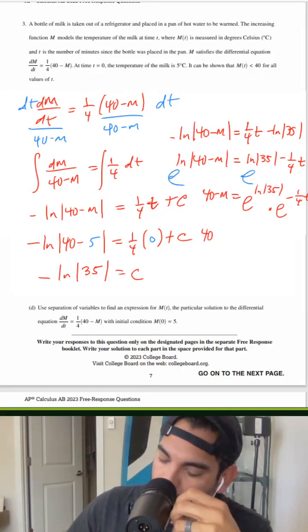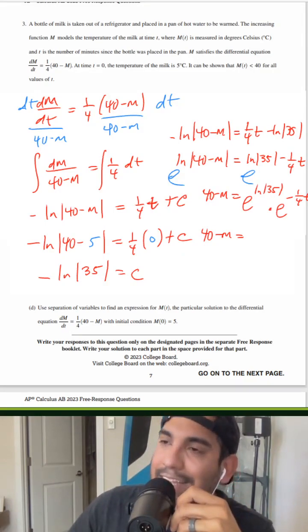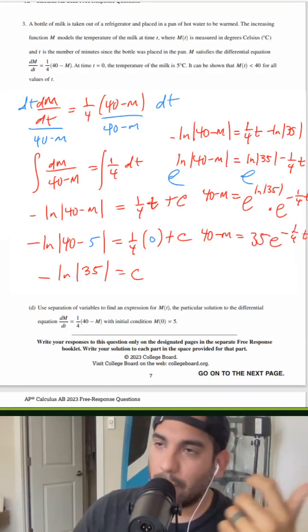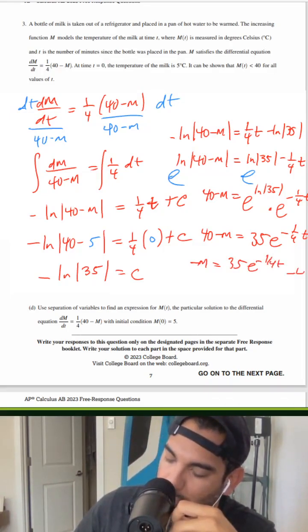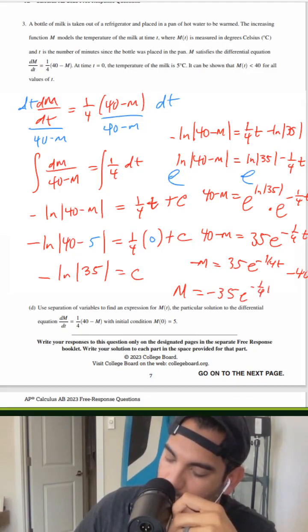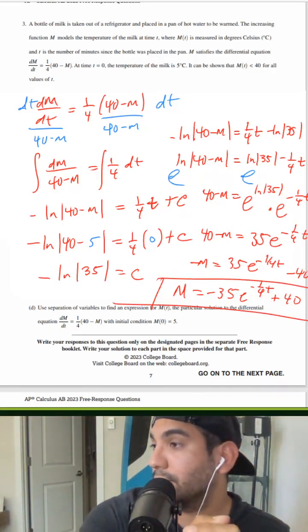So now we have 40 minus m, I'm sorry. And then that e to the ln 35 just becomes 35, e to the negative 1/4 t. And now we can subtract the 40. Negative m is equal to 35 e to the negative 1/4 t minus 40, and then divide by a negative. And here we go: negative 35 e to the negative 1/4 t plus 40. That is our original function.